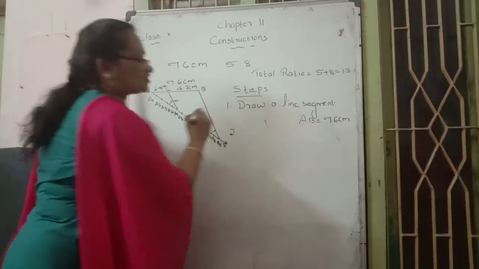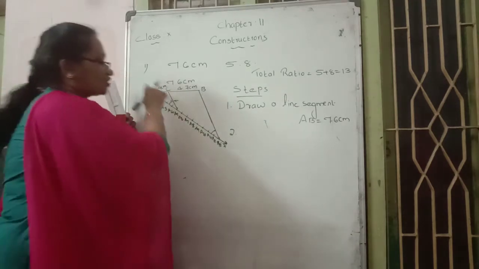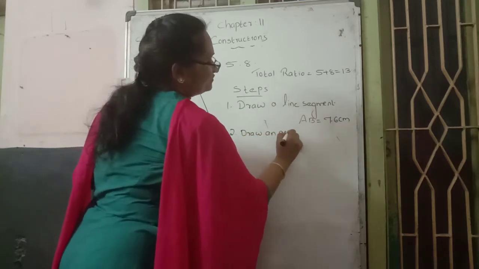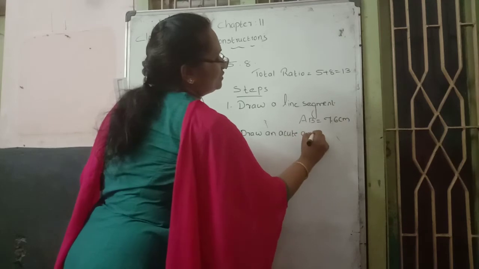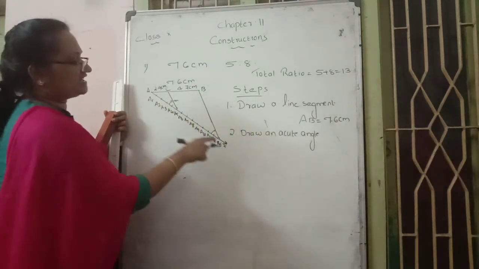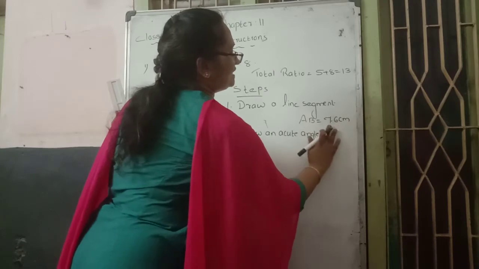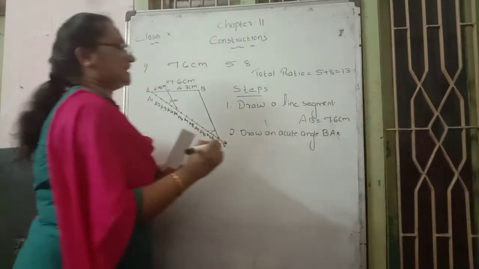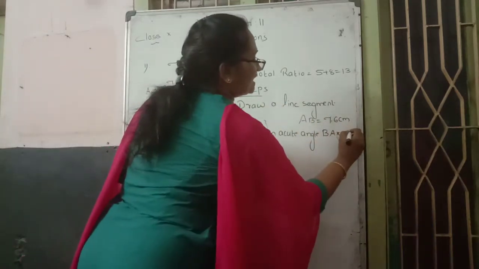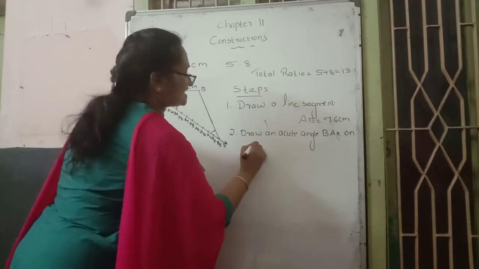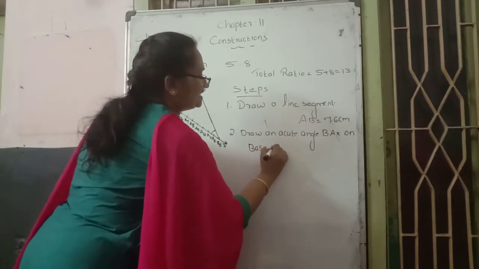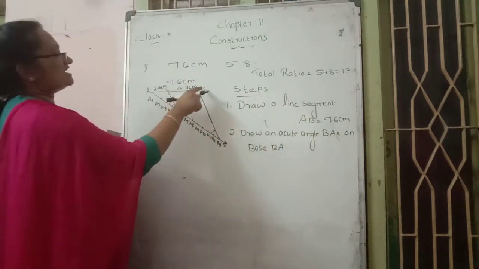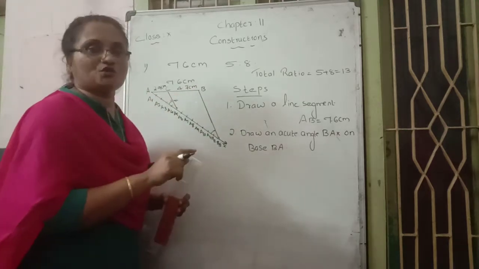So second step, next process, what have we done? Draw an acute angle. Which name do we give? BAX is an acute angle. BAX, on where do we mark? On the base. Which is our base? BA is our base. Using that base, BAX is our acute angle.